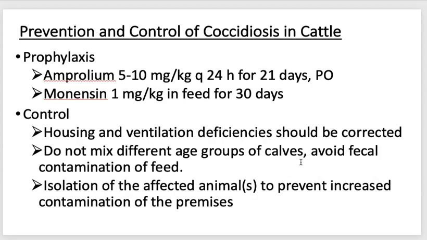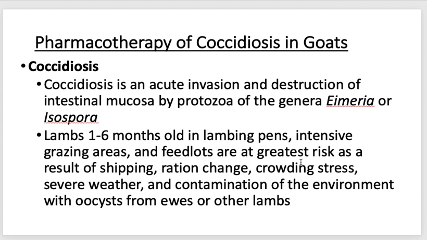So that is coccidiosis in cattle, but also there is coccidiosis in goat. Coccidiosis in goat is an acute invasion, and it can destroy intestinal mucosa by protozoa. The protozoa which are involved in goat are Eimeria and also Isospora. So these two can cause diseases or can cause coccidiosis in goats. Goats and lambs are the same.